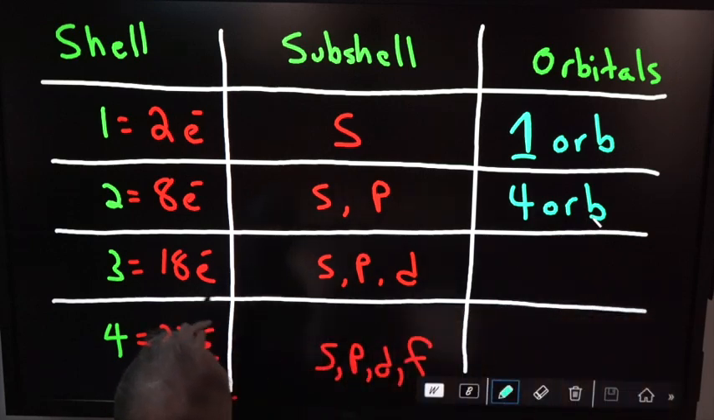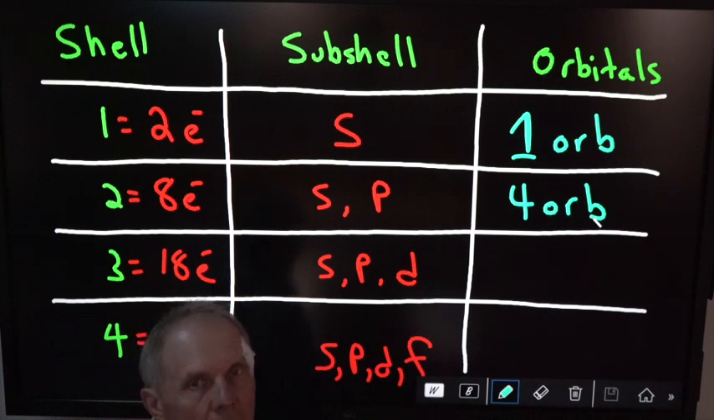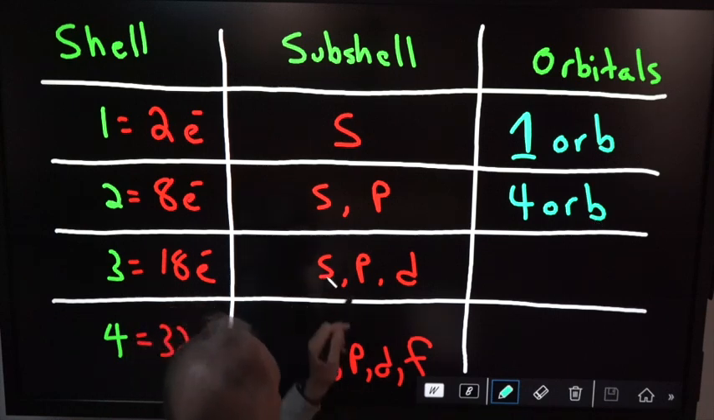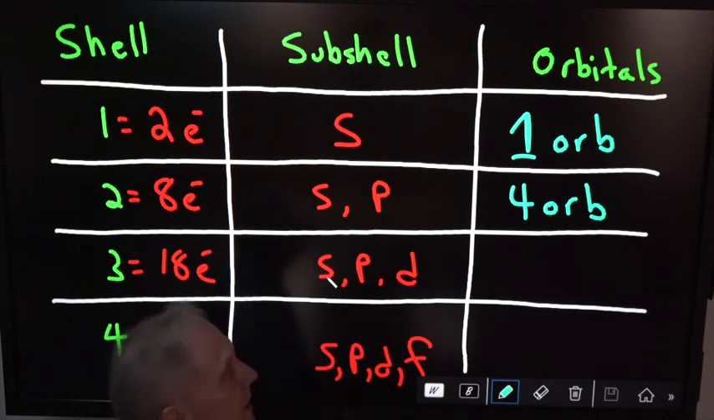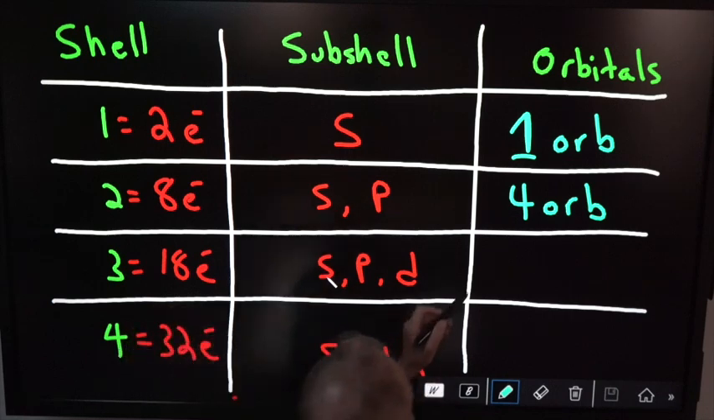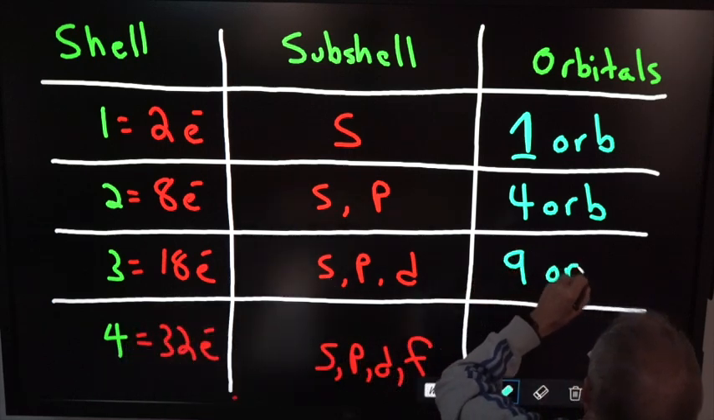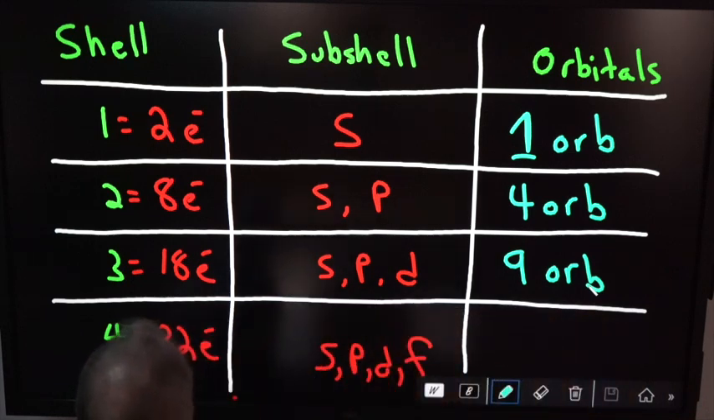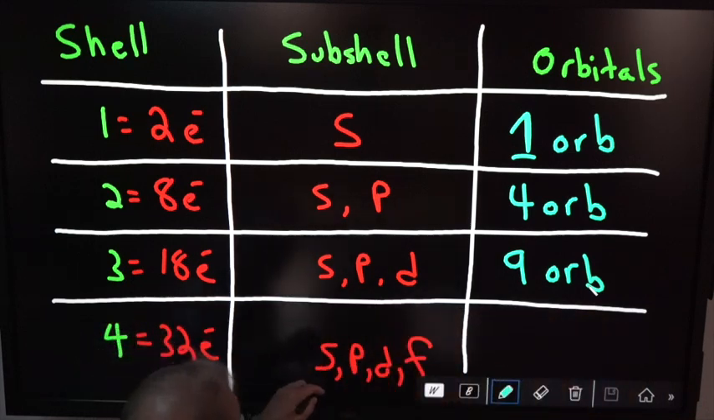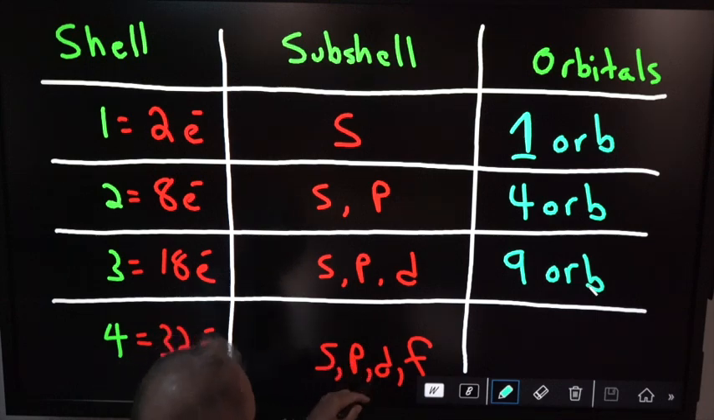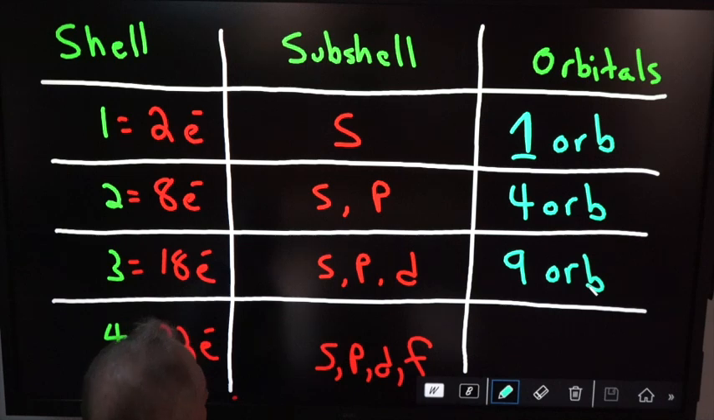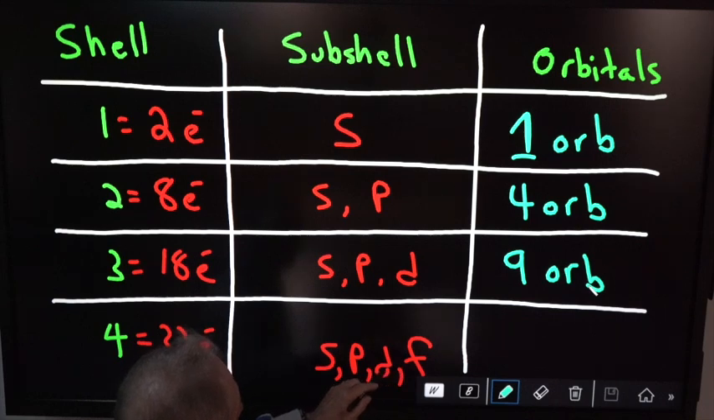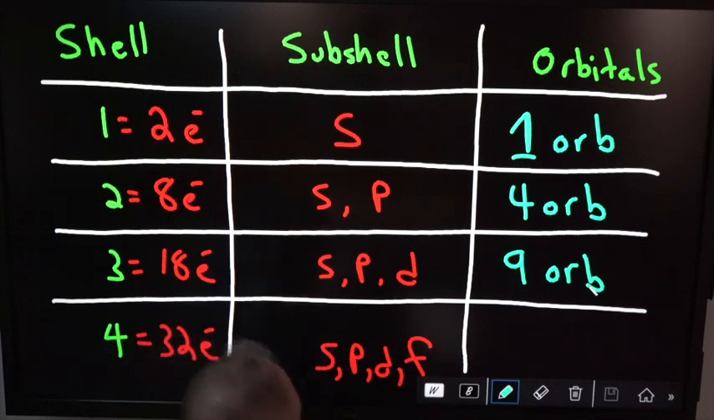Now, we have 18 electrons here. 1 orbital in the S, 3 in the P, and that would mean 5 in the D. So 5, 6, 7, 8, 9. We have 9 orbitals in the third shell. And finally, we have 32 electrons, and we have 1 orbital in the S, 3 in the P, 5 in the D, 7 in the F. Okay? So, all you have to do is 7 and 5, 12, 13, 14, 15, 16 orbitals in the fourth shell.